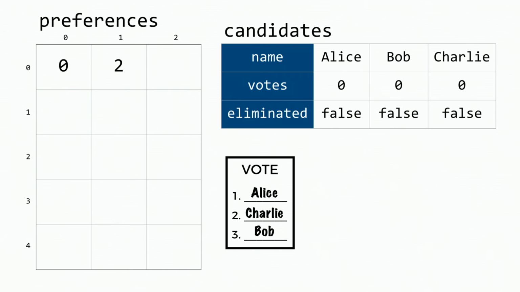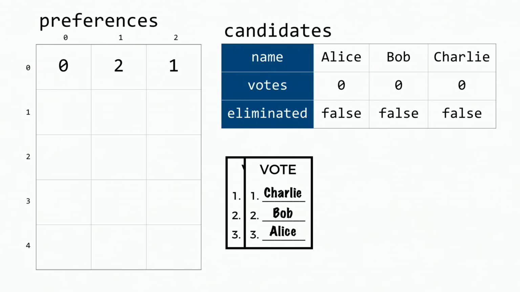And finally, Bob is the third preference. Bob again is at index 1 in the array, so 1 gets filled in next. And we're going to do this for each of the votes that comes our way. If the next voter votes for Charlie as their top preference, and Charlie is at index 2 in the candidates array, then we're going to fill in 2 as the first preference for this voter.